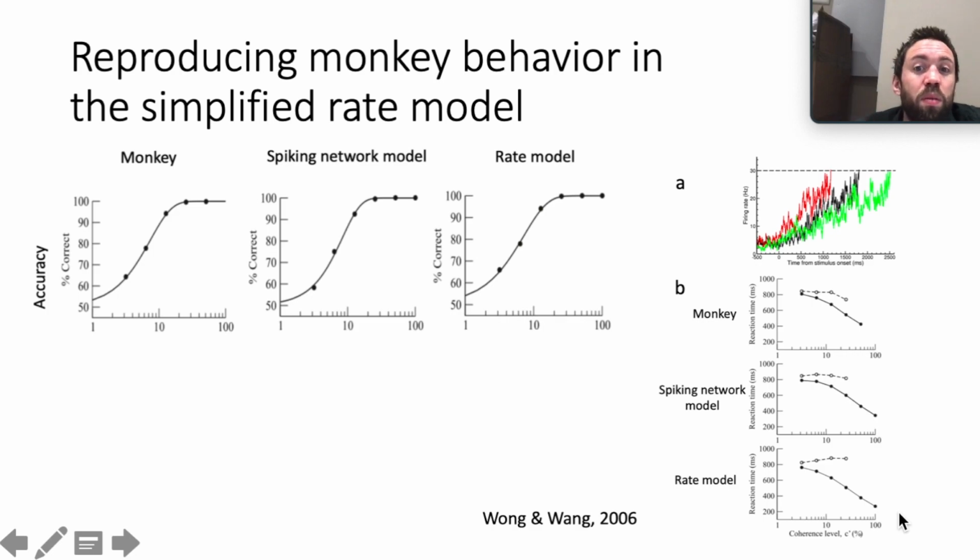So this very simple model seems to do quite a good job at reproducing both the ramping activity we saw in area LIP of the monkey cortex, as well as different aspects of the behavior.